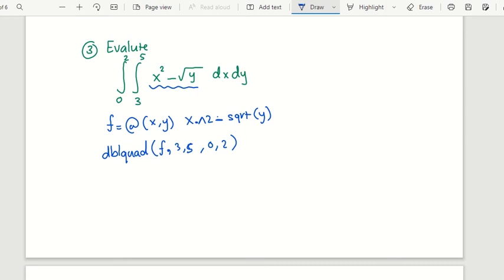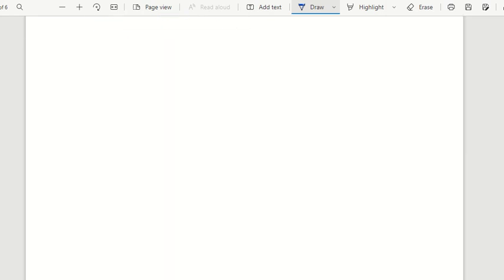Now let's say we have another question. We have a double integral from 0 to 1 and from 8 to 11 of x plus 8y multiplied by 2x minus 3y, dy dx. So first we have to call the function.